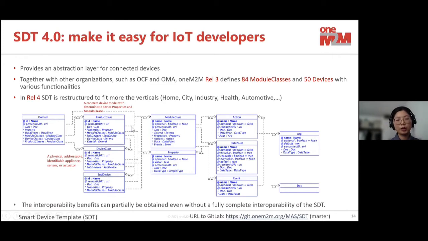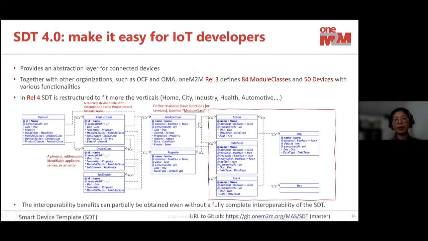The most important is the module class. In SDT, with the module class we are trying to define reusable basic functions, or you can consider them as services. For example, on and off, considered as a simple switch, or simple data from sensors. Those are considered reusable basic functions. Under the module class, you have a list of actions, data points, and events, which can be linked with this module class. So with this template, developers can easily access the existing data resources which are aligned with this template.